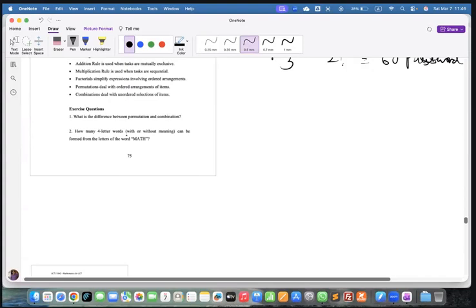How many 4-letter words, with or without meaning, can be formed from the letters of the word MATH? The word MATH has 4 letters. The first thing you need to think about is whether there is any duplicate, any letter occurring more than once. It means 1 M, 1 A, 1 T, 1 H. So the question is, how many 4-letter words?